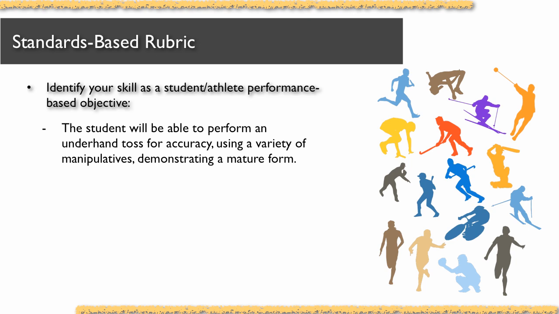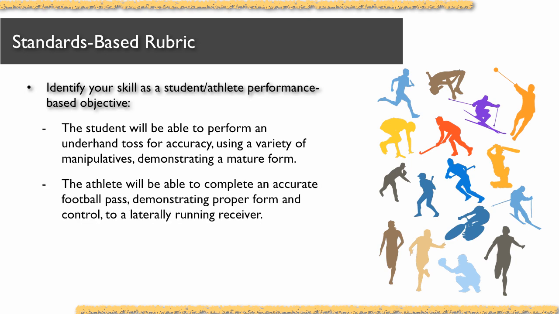In order to effectively assess this, a clear and specific description of a mature underhand toss must be provided, and the guidelines for accuracy could vary. Another example would be: the athlete will be able to complete an accurate football pass demonstrating proper form and control to a laterally running receiver. Again, here, a specific description of the proper form and control for passing a football must be provided.